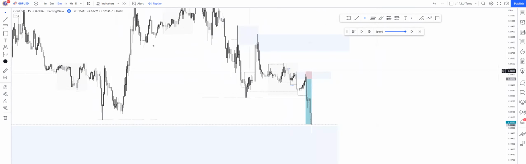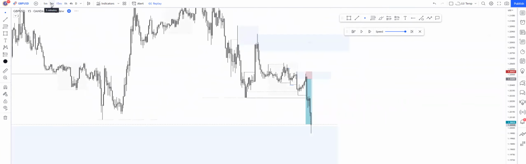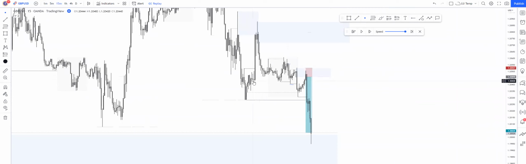All right, so let's go to the 1 hour. Rise broke structure. Trying to look at the structure. It broke structure inside.